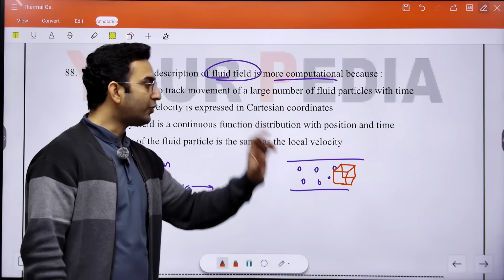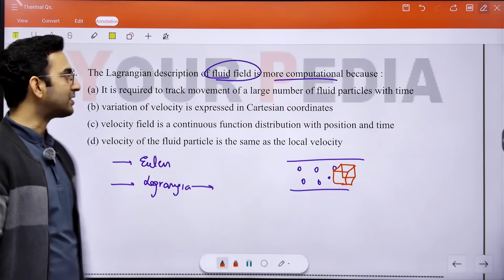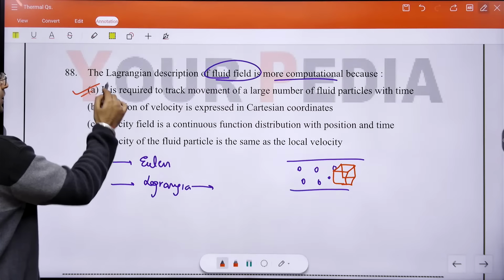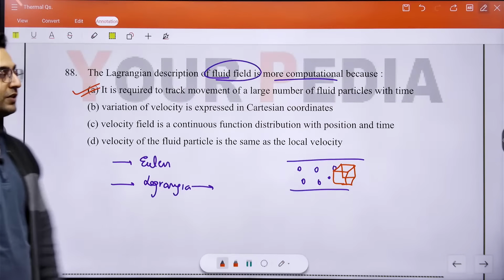So I can say the Eulerian approach is generally useful for fluid study. The Lagrangian approach is useful for solid mechanics study. Okay, so in the Lagrangian approach, it is required to track the movement of a large number of fluid particles over time.